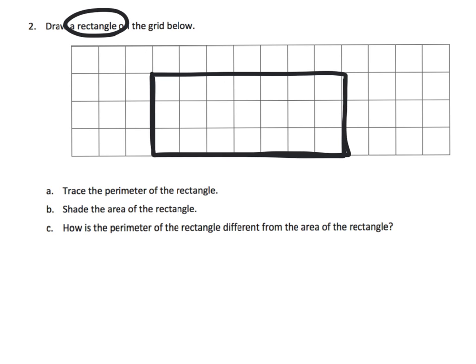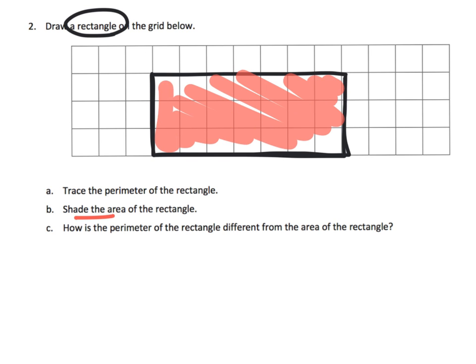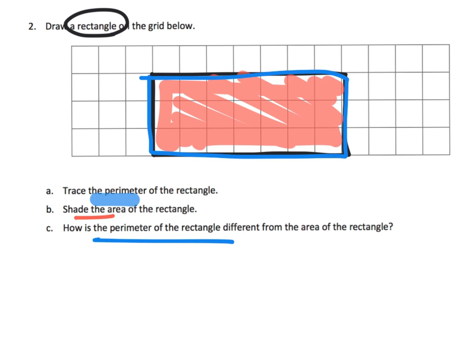All right, so trace the perimeter, shade the area. Of course, shading means we're going to be shading the inside of that perimeter. So if we wanted to do the area, that would be this stuff inside. If we wanted to trace the perimeter, that would be out here is our perimeter. And how is the perimeter different from the area?